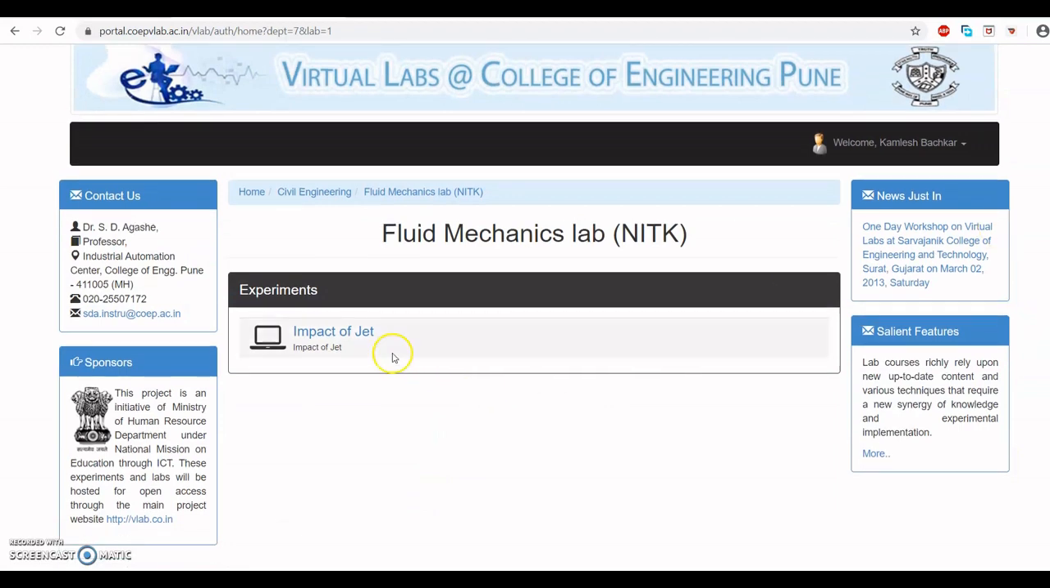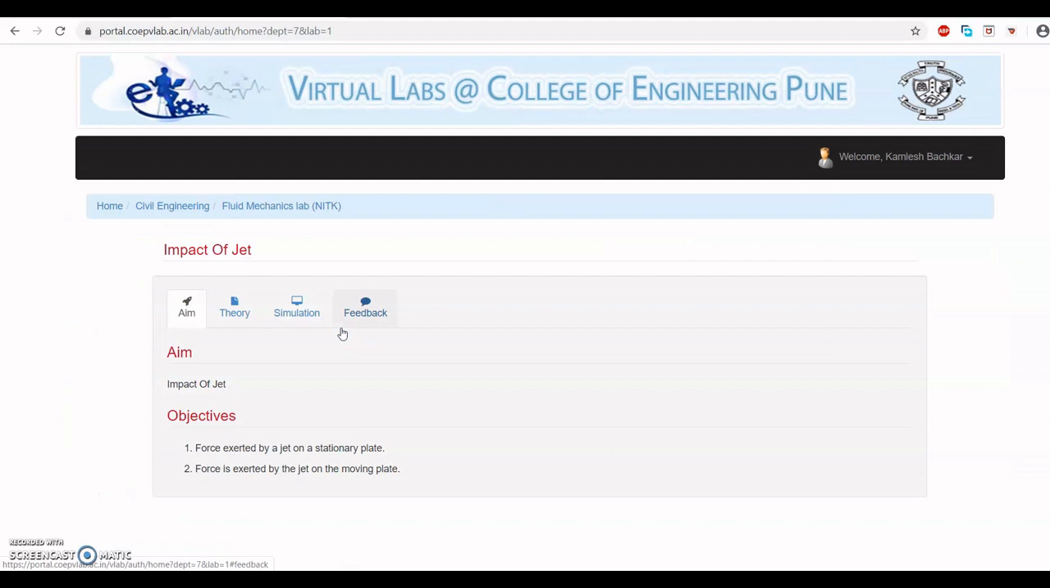Now here we'll have to click on impact of jet. In this lab there's only one experiment, impact of jet. Let's click on that. Now just look at the details mentioned here. All these details are mentioned properly in a sequence: first, the aim of the experiment and its objective, then the theory, then the simulation, that is the calculation, and the procedure in which it is performed, right? So let's have a step-by-step look here.